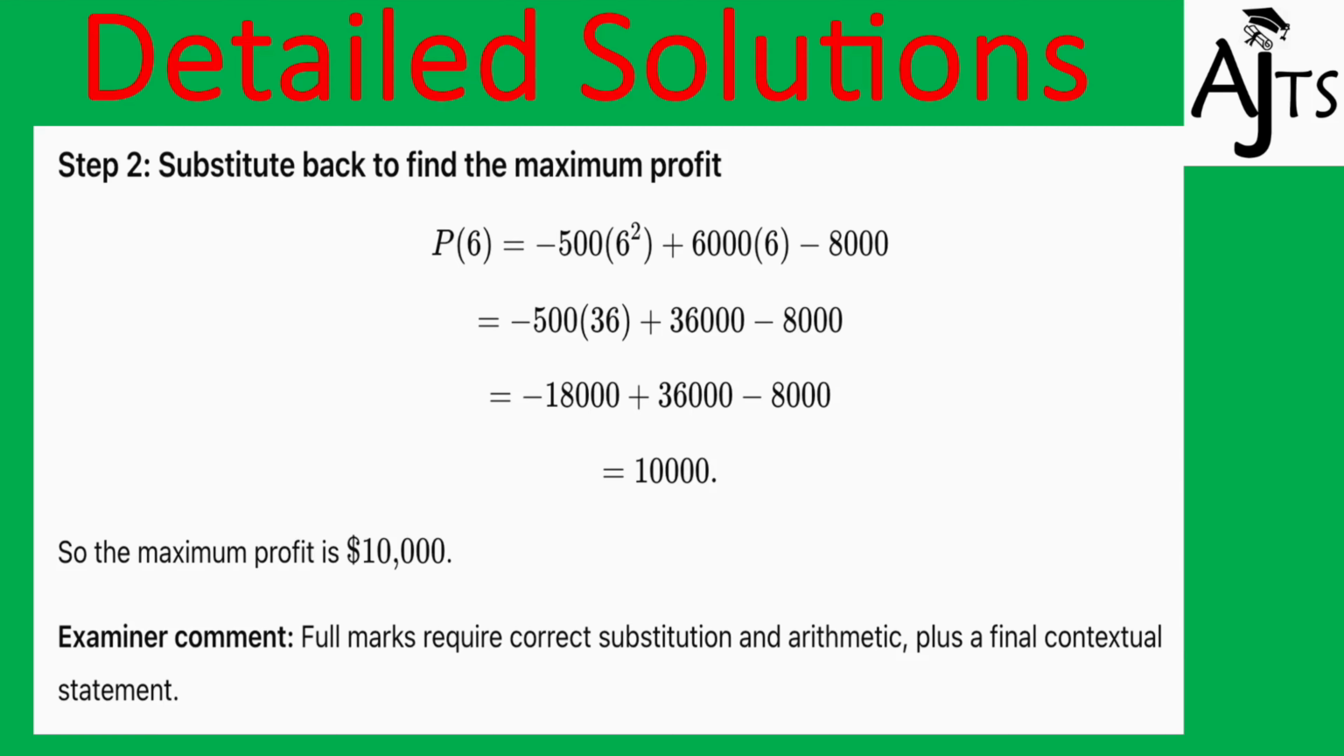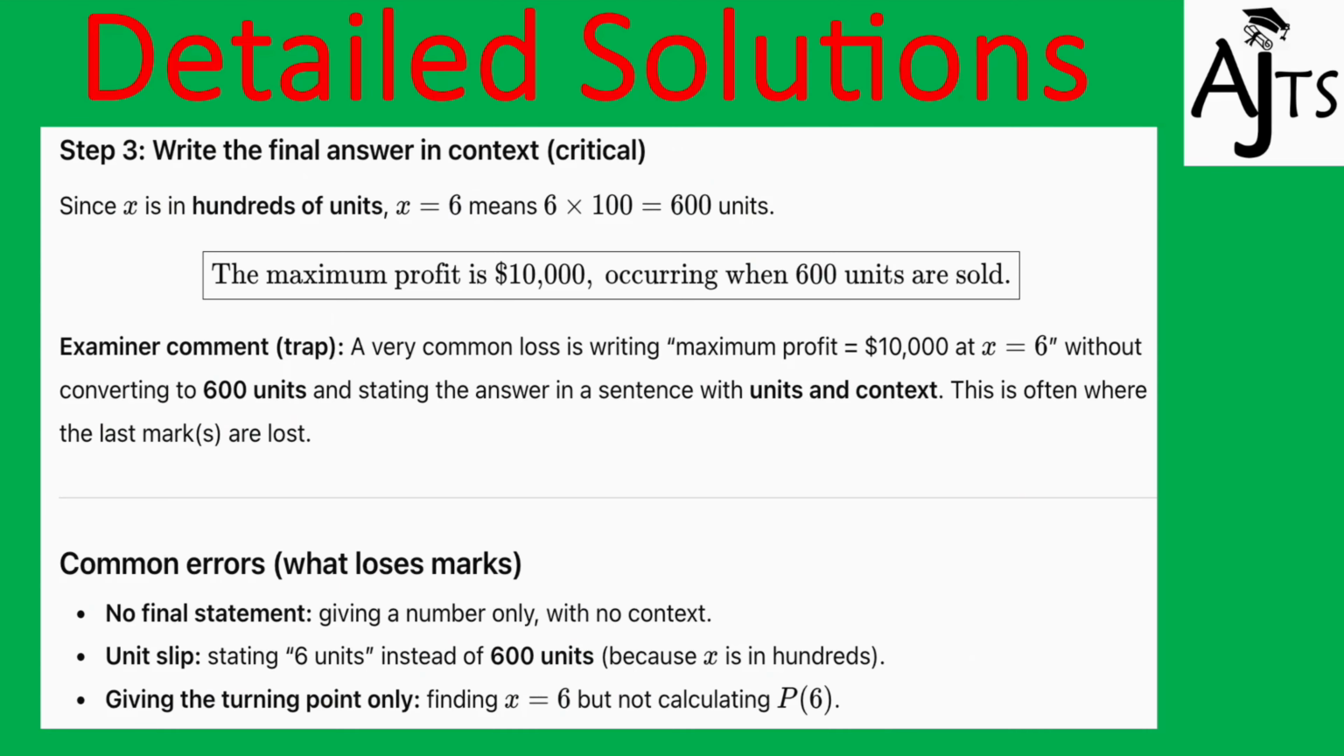Next, we substitute this value back into the profit function. Doing so gives a maximum profit of $10,000. Examiners are looking for correct substitution and arithmetic to award full marks. But here's the exam trap. The variable x represents the number of units sold in hundreds. So an x value of 6 actually means 600 units sold.